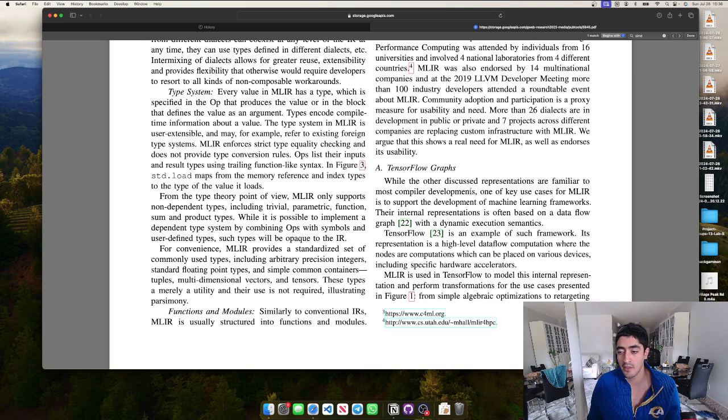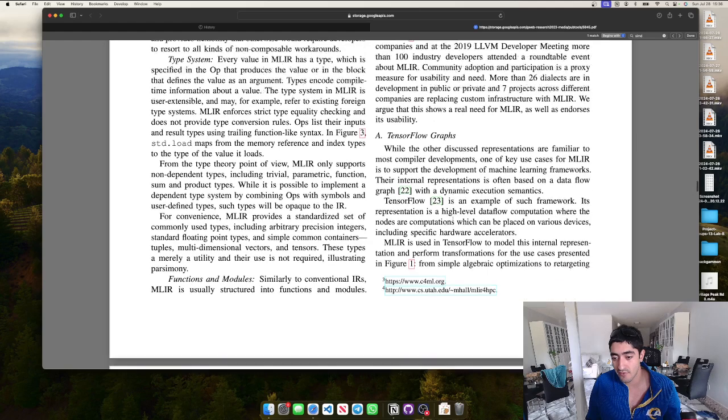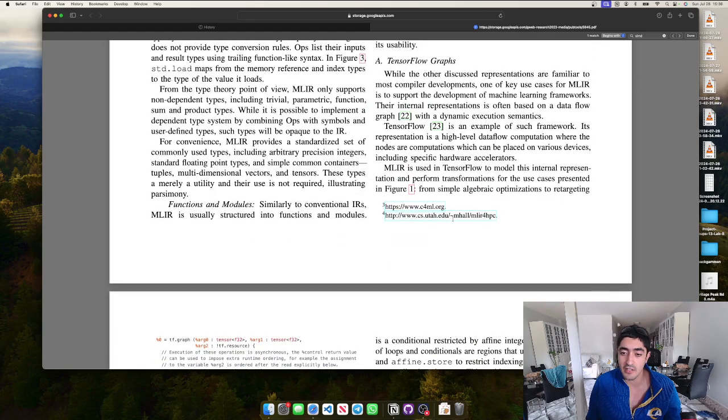for MLIR is to support the development of machine learning frameworks. Their internal representation is often based on a data flow graph with dynamic execution semantics. TensorFlow is an example of such a framework. Its representation is a high-level data flow computation where the nodes are computations which can be placed on various devices, including specific hardware accelerators. MLIR is used in TensorFlow to model this internal representation and perform transformations.